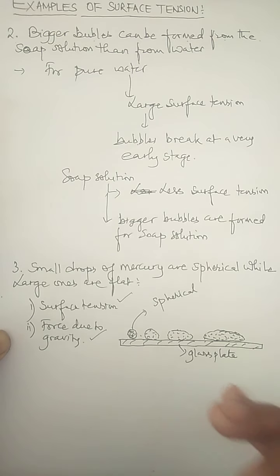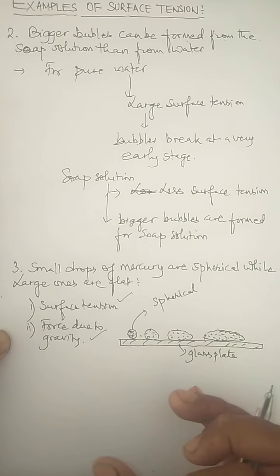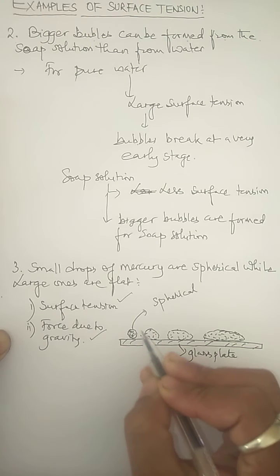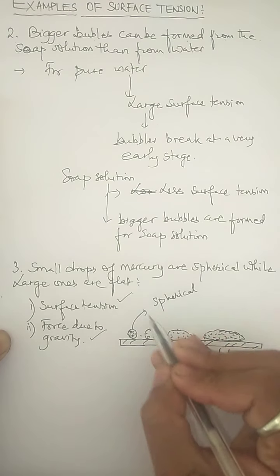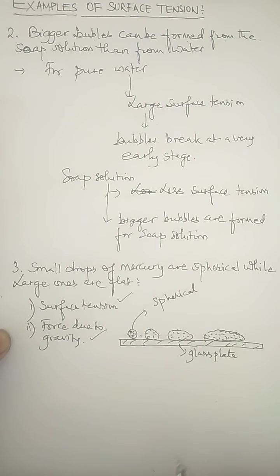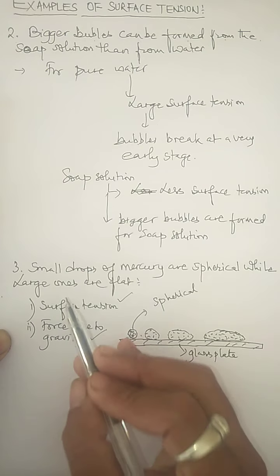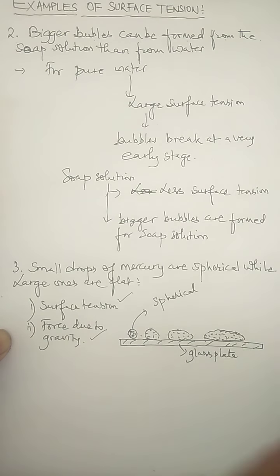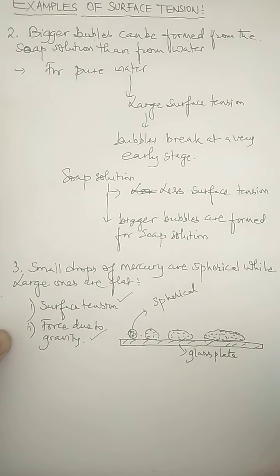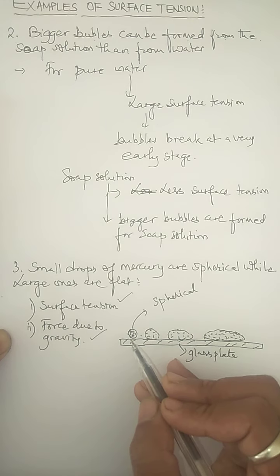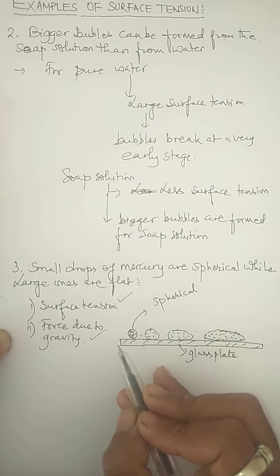So the surface area of the drop also becomes minimum. When the surface area of the drop becomes minimum, due to this surface tension which makes the surface area minimum, the shape of the drop is basically spherical. So the formation of the spherical shape of a small drop of mercury is due to the surface tension acting on the mercury, as compared to the weight of the mercury placed on the glass plate.